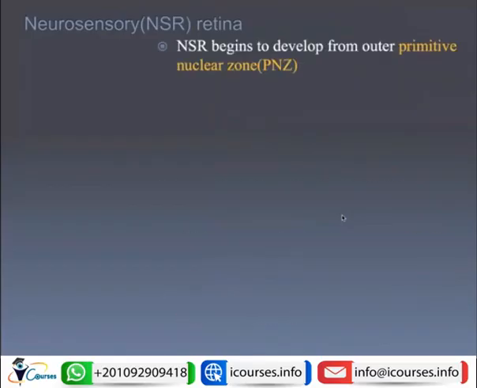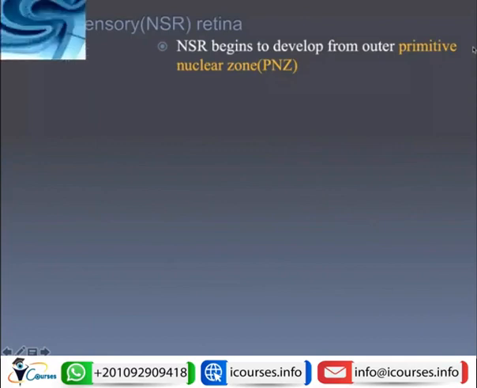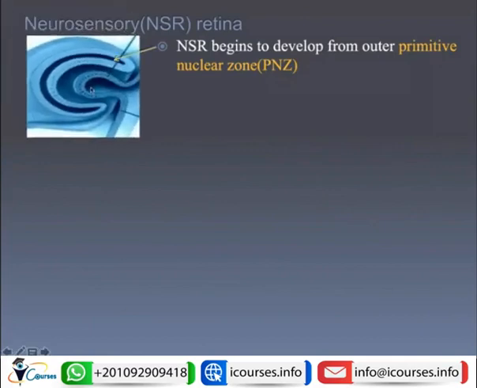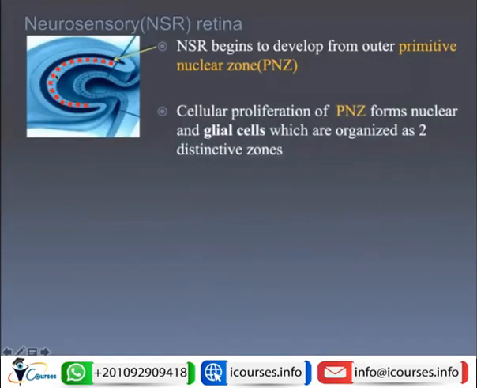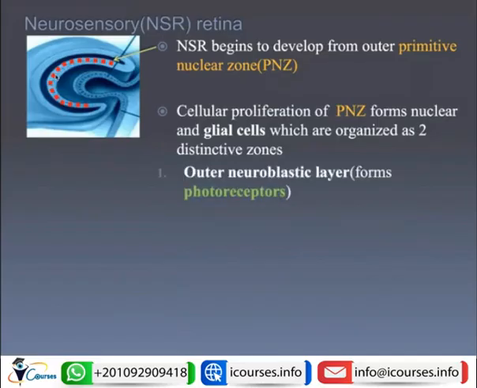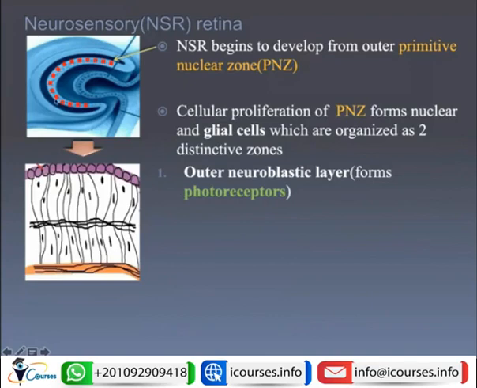Going further into the neurosensory retina, we said that it developed from the primitive nuclear zone. So here is the developing eye, and here is the primitive nuclear zone from the outer zone of the inner layer of the optic cup. This primitive nuclear zone will undergo differentiation to form the nuclear and the glial cells that will later on be distinctive into two zones. The outer zone will be the outer neuroplastic layer forming the photoreceptor.